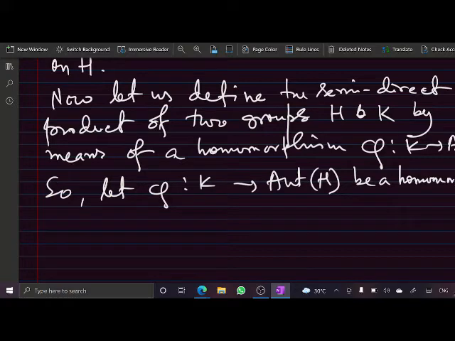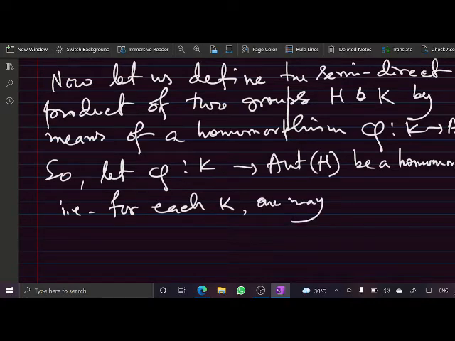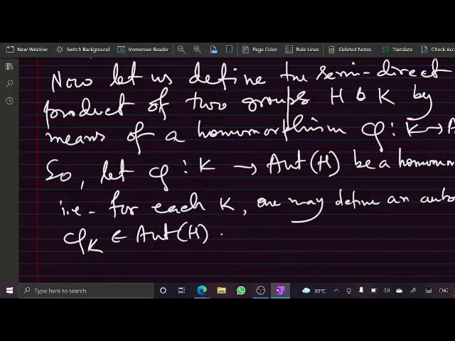And as you all know, that means for each k one may define an automorphism phi_k belonging to Aut(H).